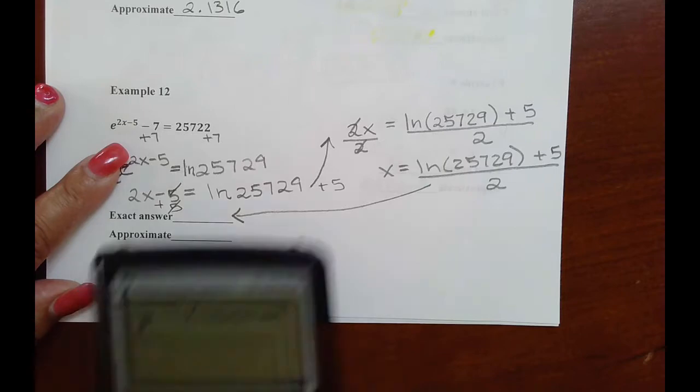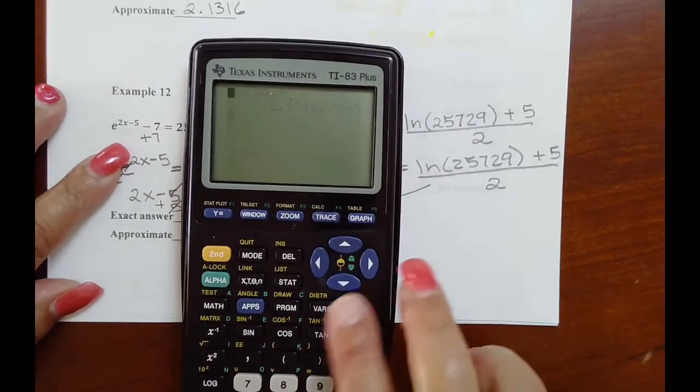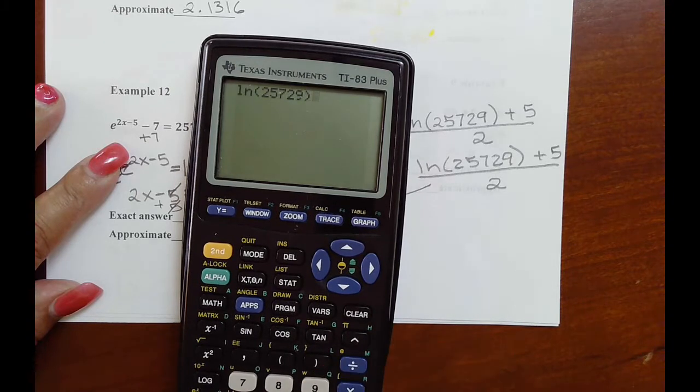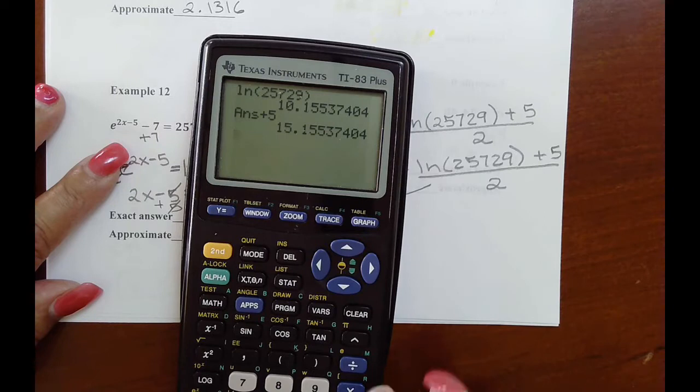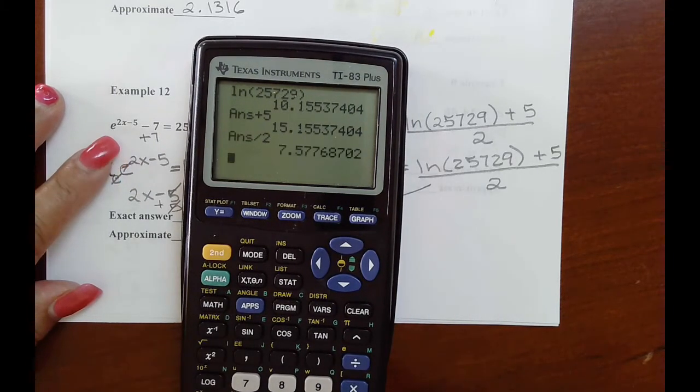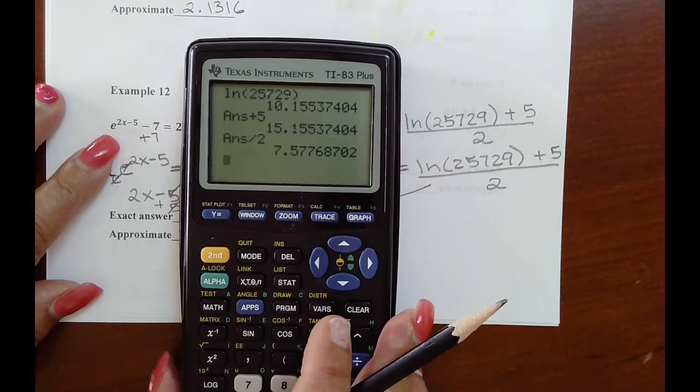Okay, putting that in the calculator. Okay, that'll be ln of 25729. Close that. Plus 5, got my numerator, divided by 2. To the fourth decimal place, it would be 5.5777.